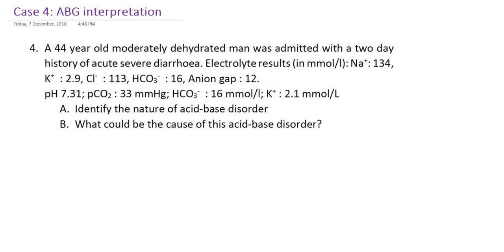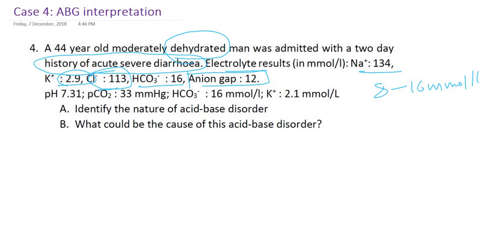A 44-year-old moderately dehydrated man was admitted with a 2-day history of severe diarrhea. Electrolyte results they have given: sodium is okay, potassium decreased, chloride increased, bicarbonate decreased. They have given anion gap 12. What is the normal anion gap? 8 to 16 millimole per liter. So that means it is a normal anion gap.